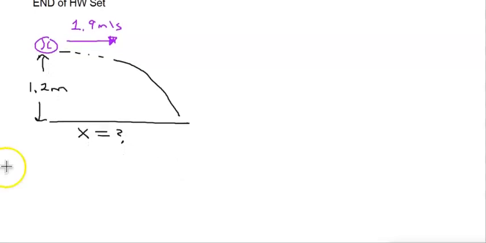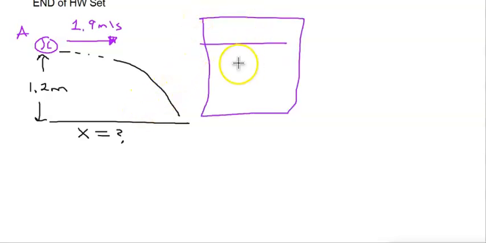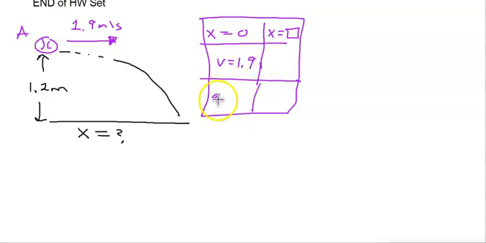Okay, so this is player A. We're going to do that one in purple. We know more information about A, right? We knew the speed. So we're going to start with player A. So let's do the physics Sudoku horizontally. The initial position is 0. We don't know the final position. That's what we want. The initial velocity is 1.9. The acceleration is 0 because it's horizontal.